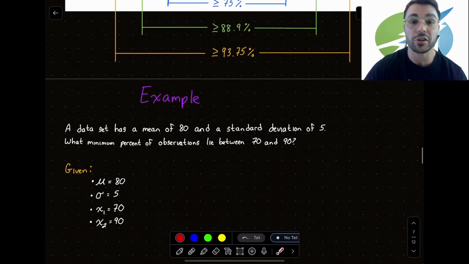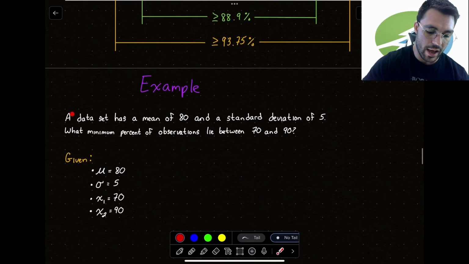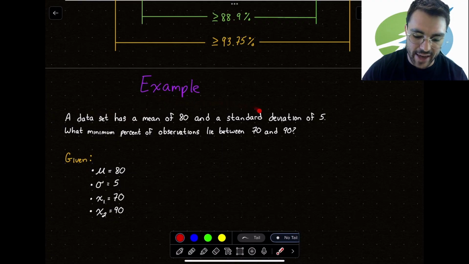All right, let's look at an example. A data set has a mean of 80 and a standard deviation of 5. What minimum percent of observations lie between the scores of 70 and 90?